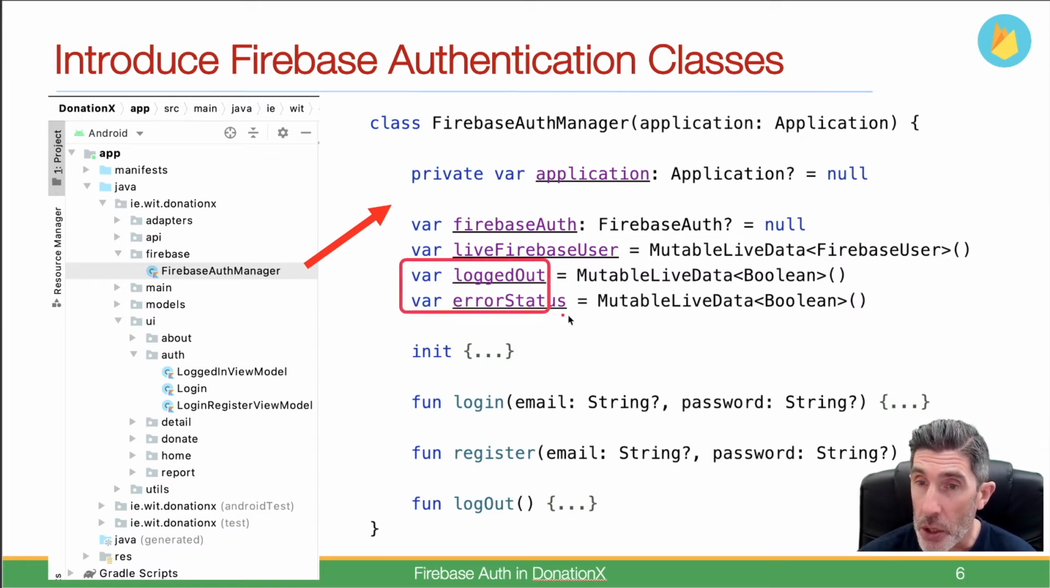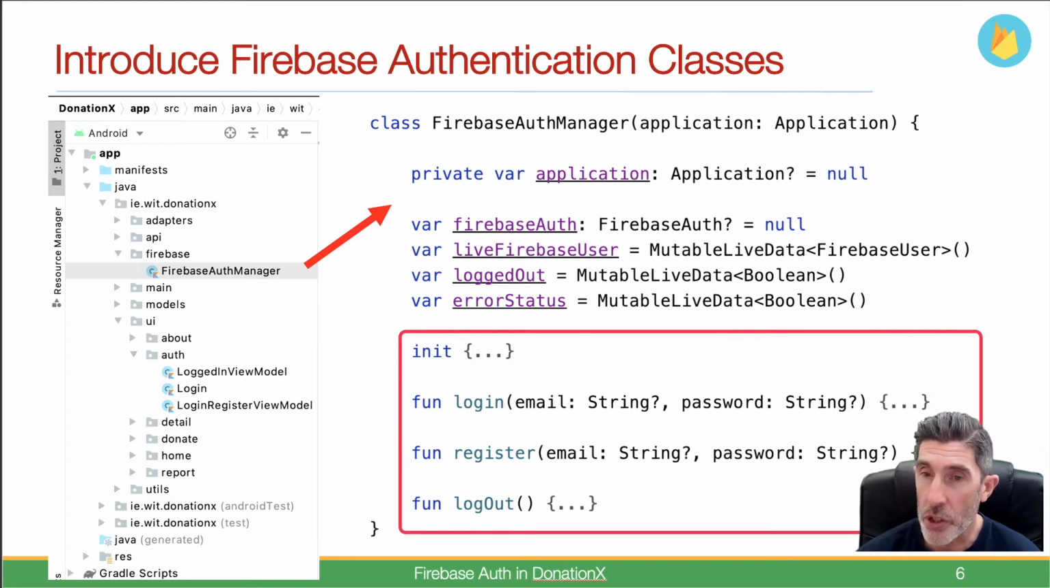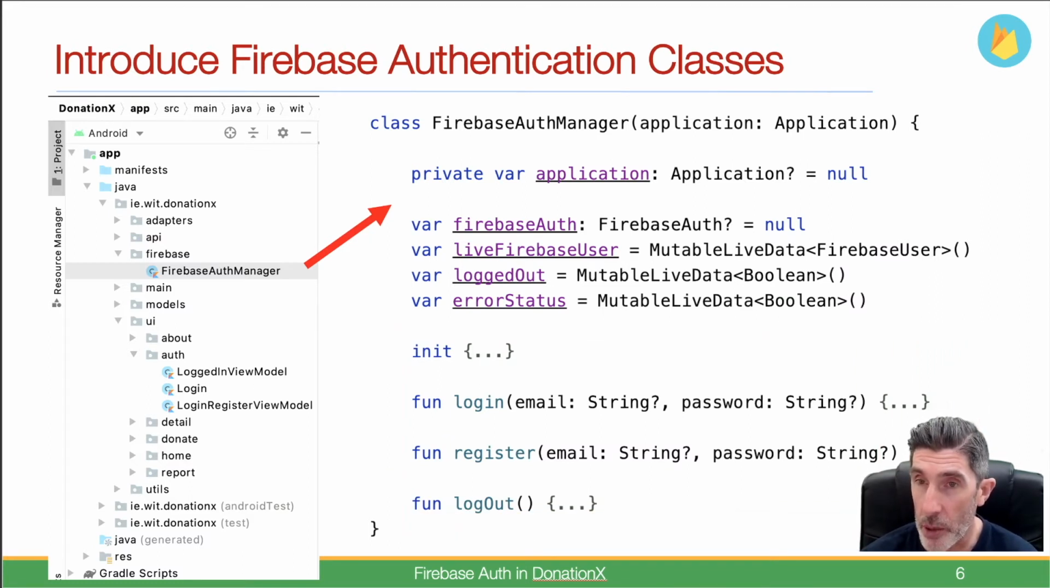Okay, we're also going to keep track of a logged out and an error status. Again, mutable live data, but just simple booleans that we will turn on and off, true or false, as to whether or not the user's logged in or logged out. Within this class itself, there are four other functions. We have the initial init, so when our Firebase Auth Manager is created, this is what we want to happen. And then we have a login, register, and a log out, which will tie back directly to the Firebase functions and those particular methods for logging in and registering with a basic email and password that I would have covered in previous sections.